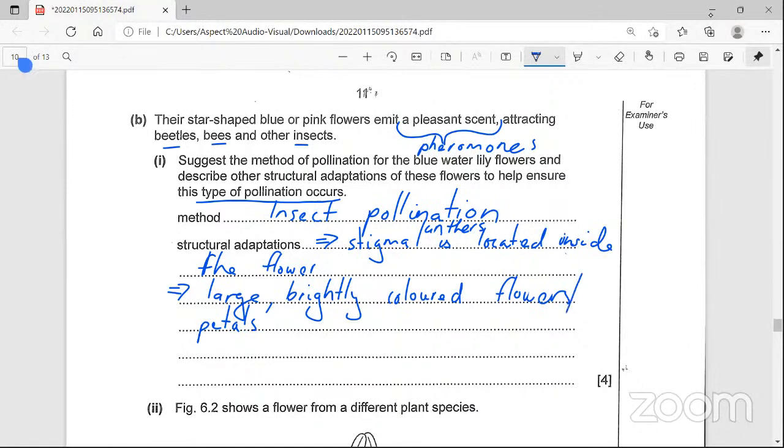Right. So remember, if they're brightly colored, they attract more insects. Are we together? That's what they even mentioned. The blue and the pink. So those are brightly colored to attract the insects. Are we together? Yes, sir.